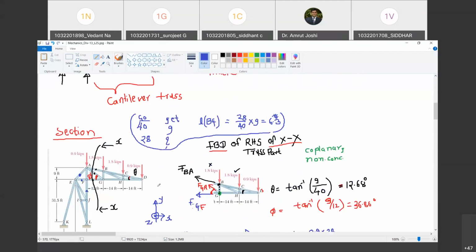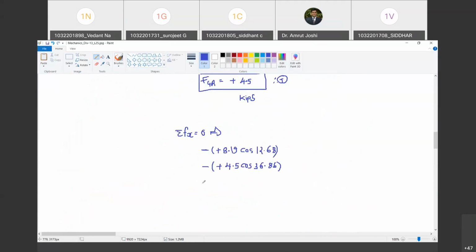And FGF is towards left. So therefore I am going to say minus FGF. Happy? Yes, sir. This has to be equal to 0. So that gives me the value of FGF as... Solve it and let me know. Yes, sir. Others need to confirm.